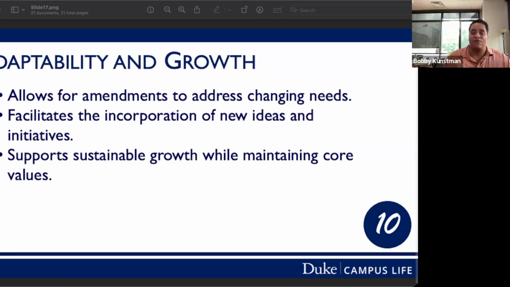But allowing for amendments in your governing documents will ensure that your organization can adapt to the changing needs and circumstances. Incorporating new ideas and initiatives keeps your organization dynamic and innovative and helps you stay relevant. And then supporting sustainable growth while maintaining core values ensures that your organization can expand without losing sight of what makes it unique.